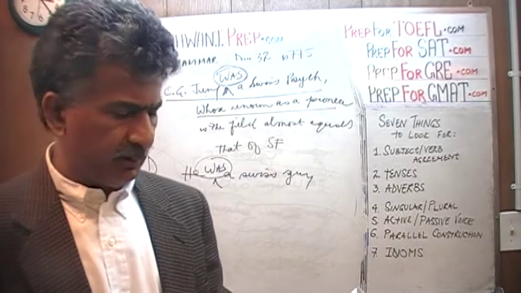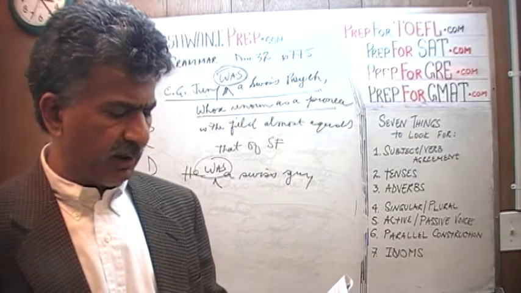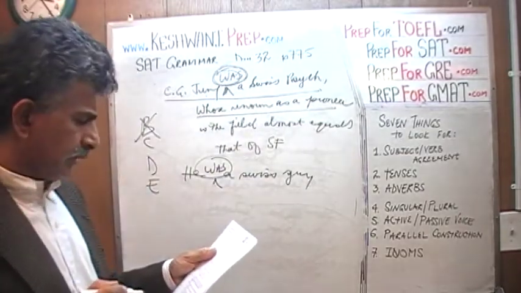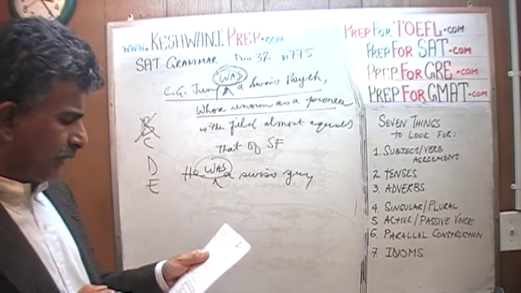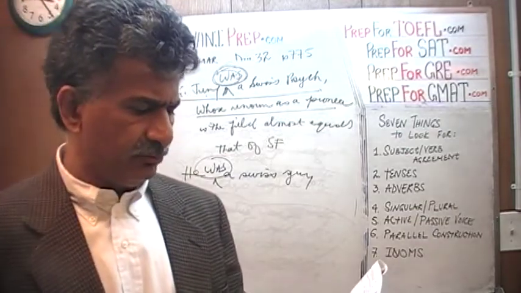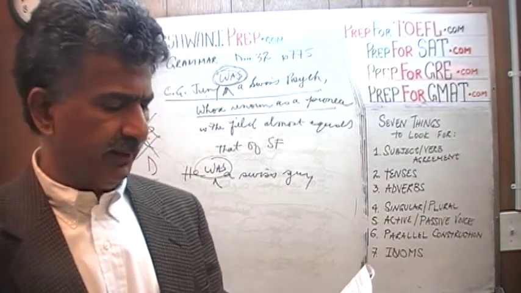Again, B doesn't have the verb. We say C.G. Jung, comma, and then who was. That's no good. We need "was." No. D says C.G. Jung was a Swiss psychologist who's renowned as a pioneer. There you go. That's the one.